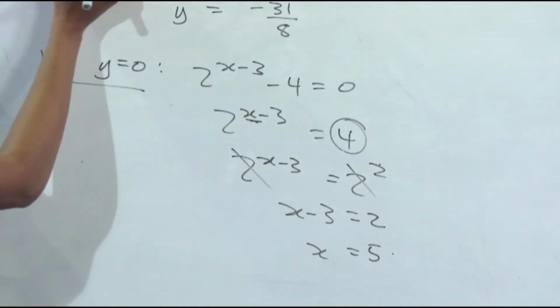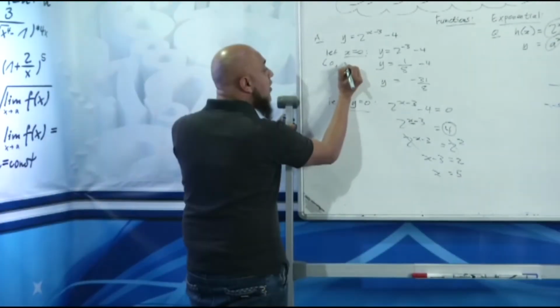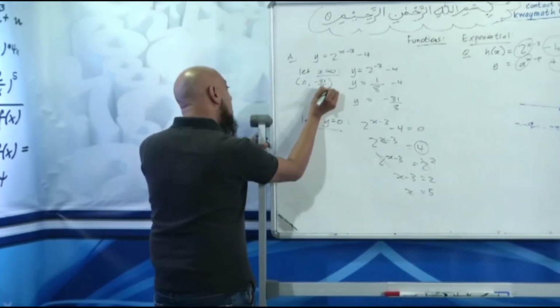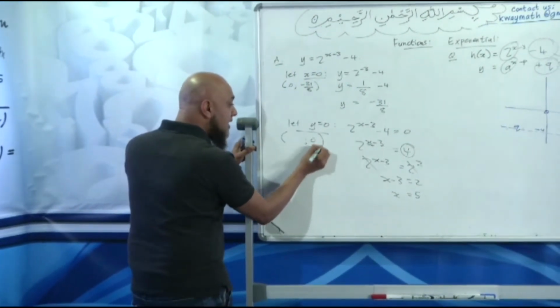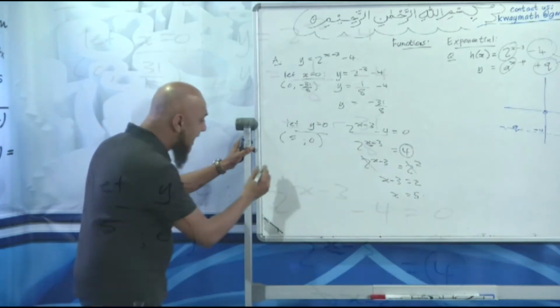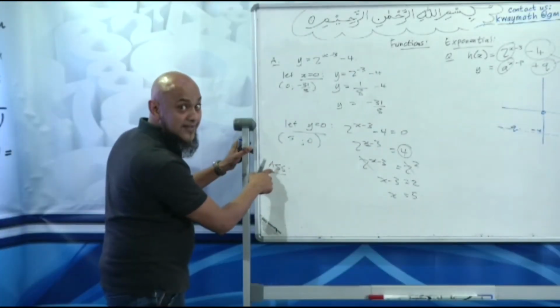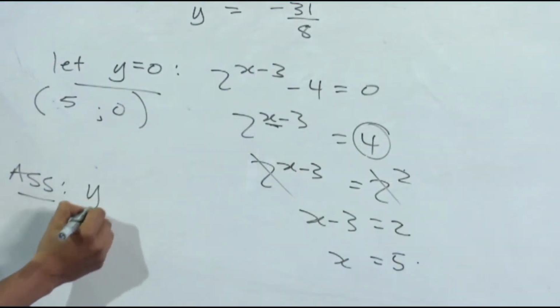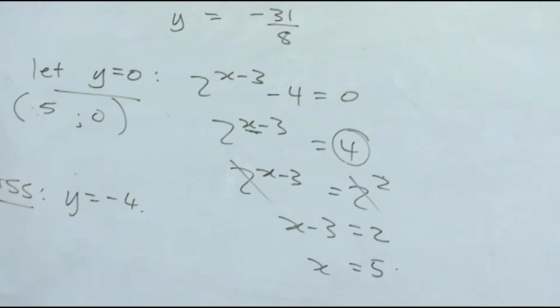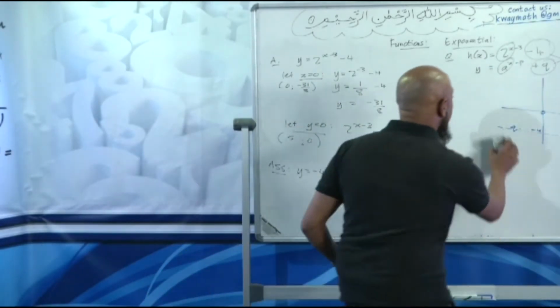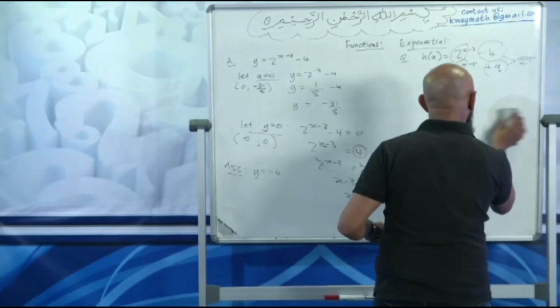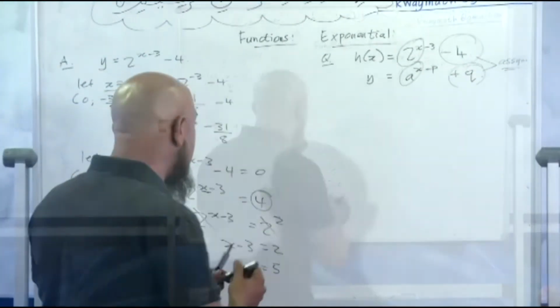So where x is 0, y is minus 3 and 1 over 8. Where y is 0, x is equal to 5. And we know that our asymptote is y is equal to negative 4. Let's now sketch our graph. This was just a rough sketch to show you where your asymptote would lie. Let's now go to our graph.